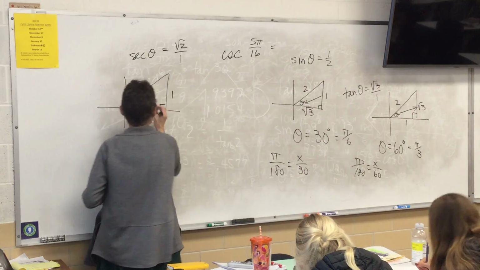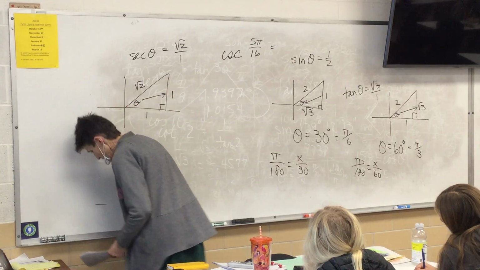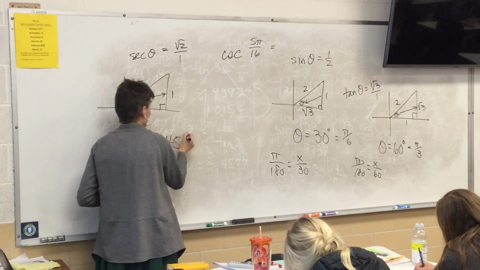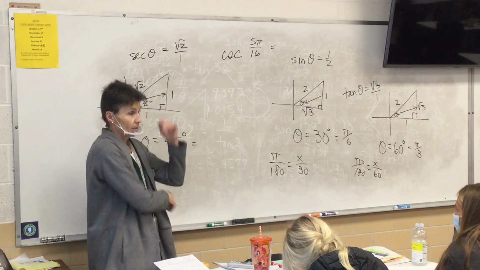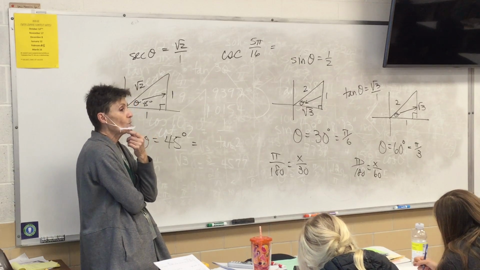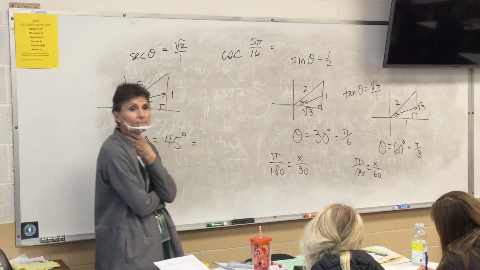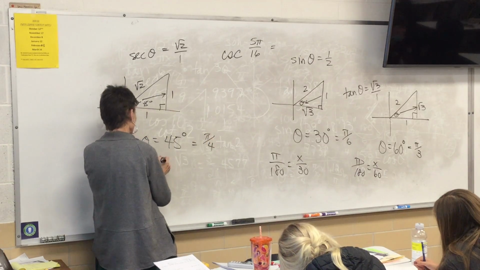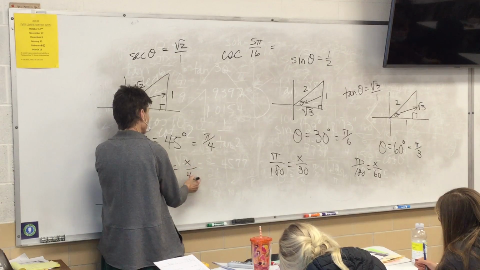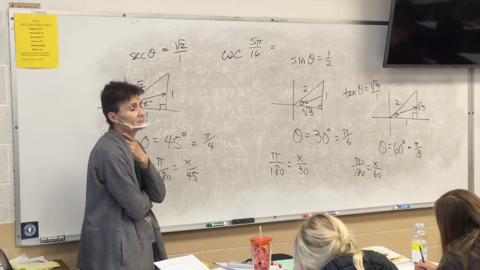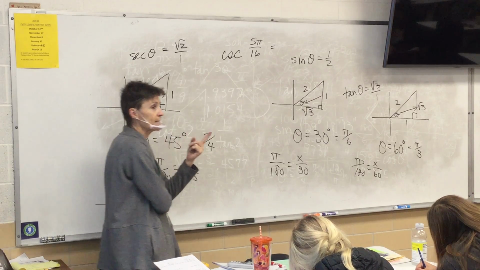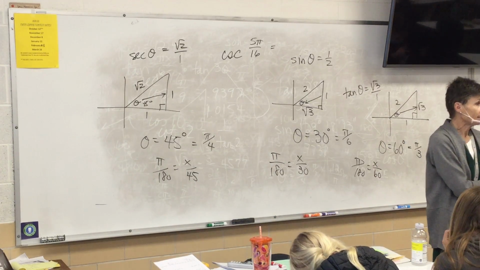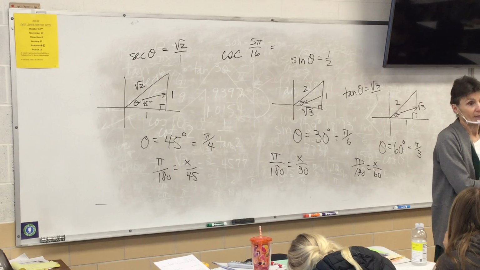Okay. So how big is the angle? It's across from a 1. 45. So it is a 45. So my answer is 45 degrees. Anybody know what fraction of 180 45 is? It's a fourth. So it's pi over 4. But again, pi is to 180 as something is to 45. You can always, always, always do it that way. But 30 is a sixth of pi. 60 is a third of pi. And 45 is a fourth of pi.